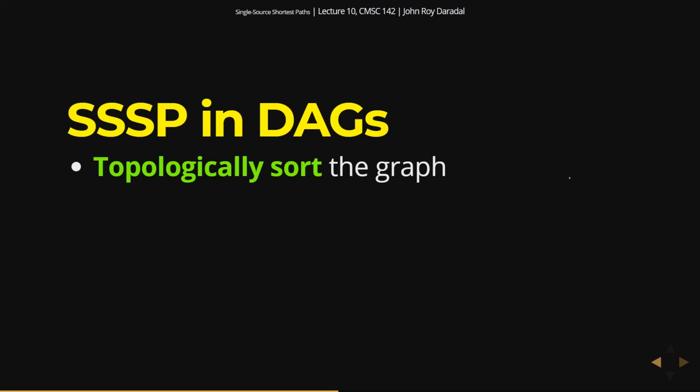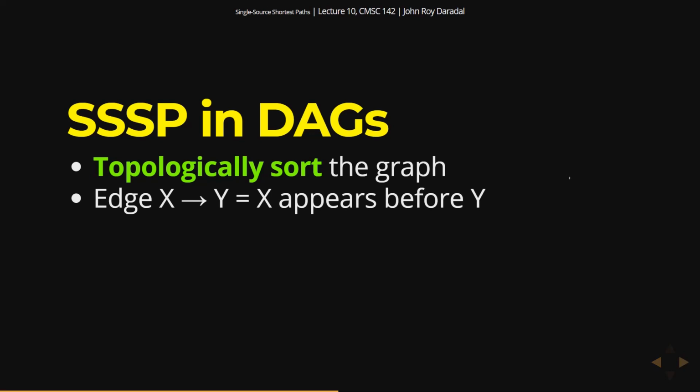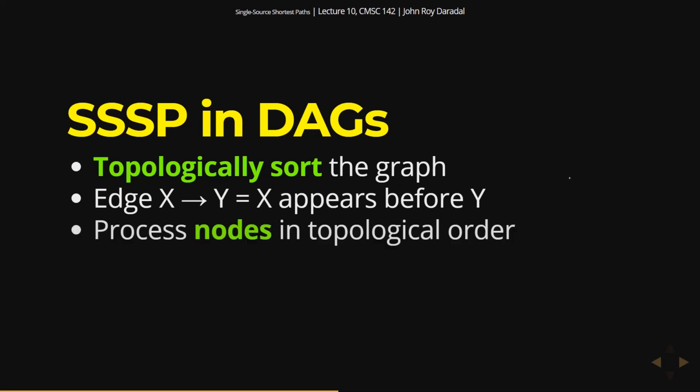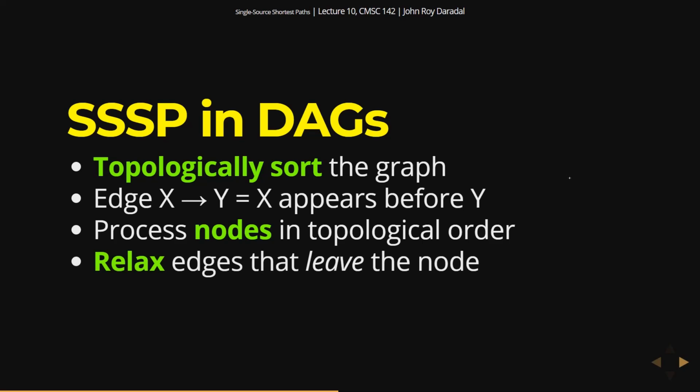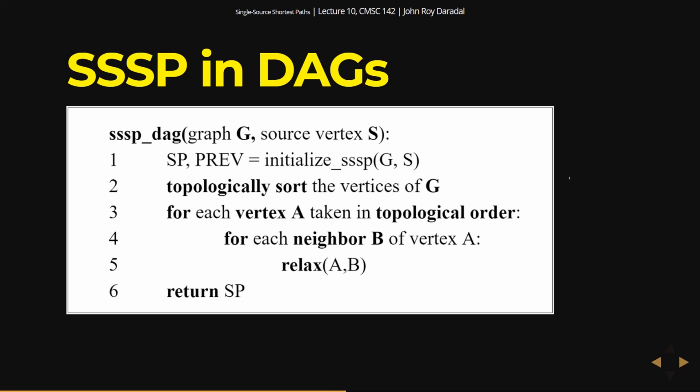So what we will do to get the shortest path in DAGs is first topologically sort the graph. We'll follow the topological sorting in such a way that if edge xy exists in the graph, x should appear before y. And then we will process the nodes in topological order, starting from the leftmost going to the right. Then we will relax edges that leave the current node that we're processing, and we'll just do that in that order. Okay, so it's pretty simple. So putting all of that together, first you initialize the SSSP values of shortest path length and previous, and then we will topologically sort the vertices of the graph, assuming that it's a DAG.